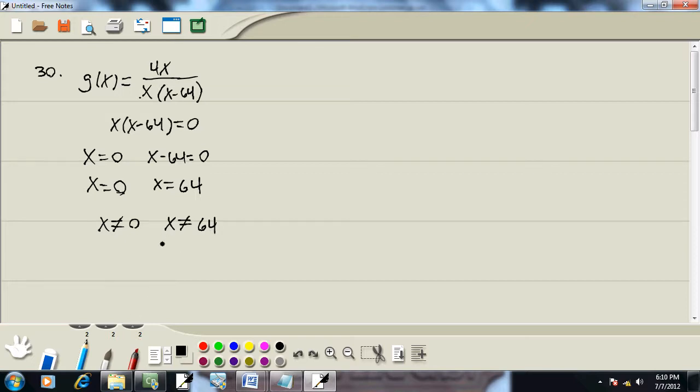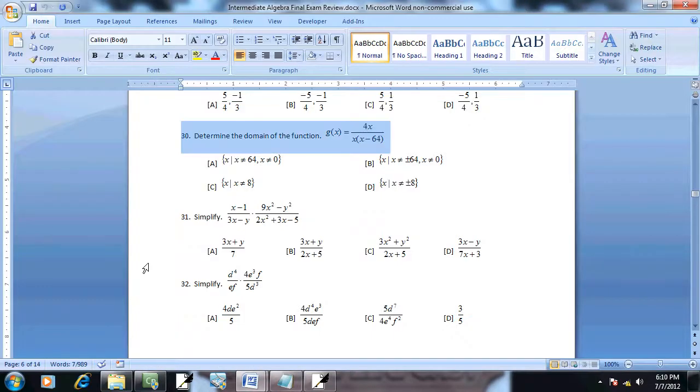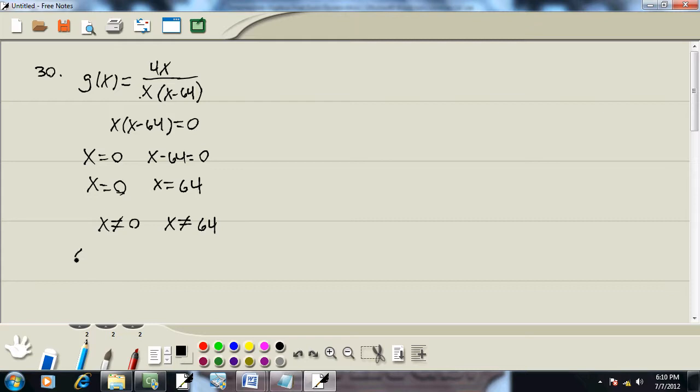Now, sometimes this is written in set builder notation, sometimes interval notation. Let's go see what they're doing. Looks like they're using set builder notation. Now, with set builder notation, what you do is you put curly brackets around it. That's how I can draw a curly bracket. You put an x with a vertical bar, like that. And x cannot equal 0, comma, x cannot equal 64. How this reads is the set of all x values, and that vertical bar reads such that x cannot equal 0 and x cannot equal 64.